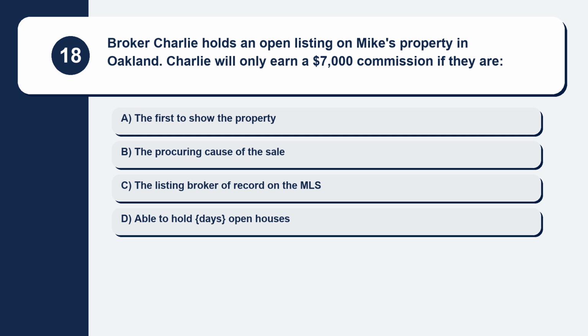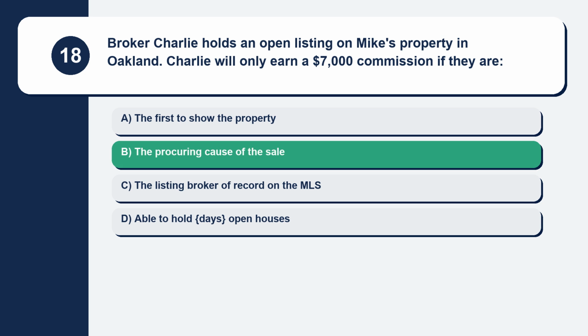Charlie will only earn a $7,000 commission if they are. Here are your options. Option A, the first to show the property. Option B, the procuring cause of the sale. Option C, the listing broker of record on the MLS. Option D, able to hold open houses. The correct answer is option B, the procuring cause of the sale.